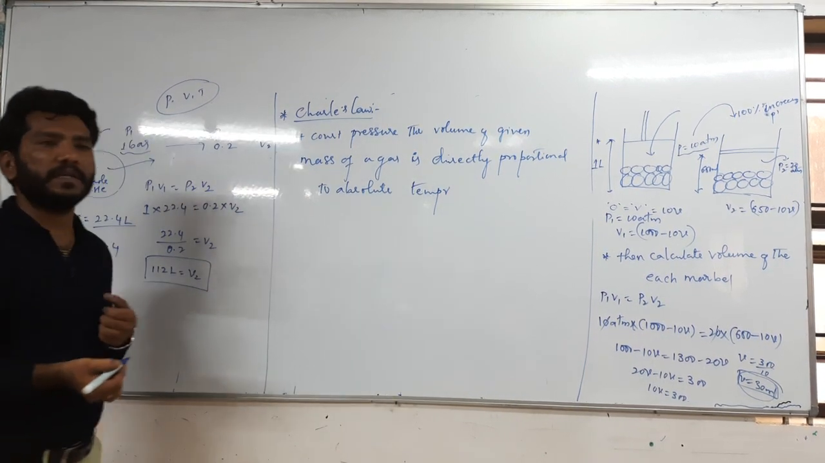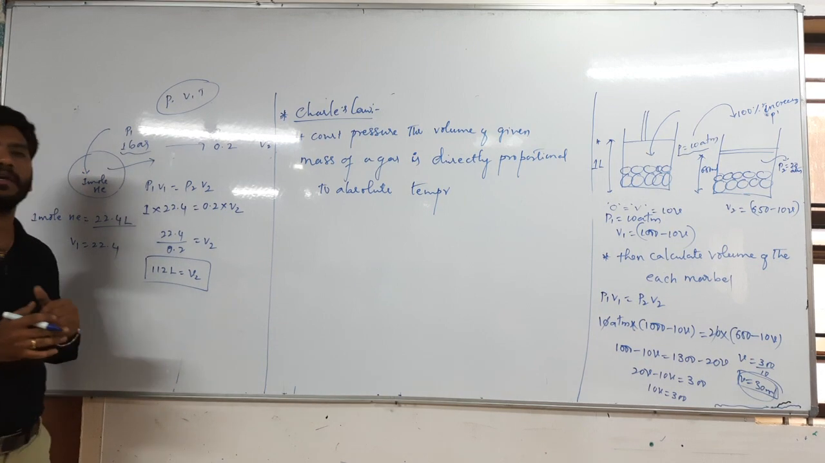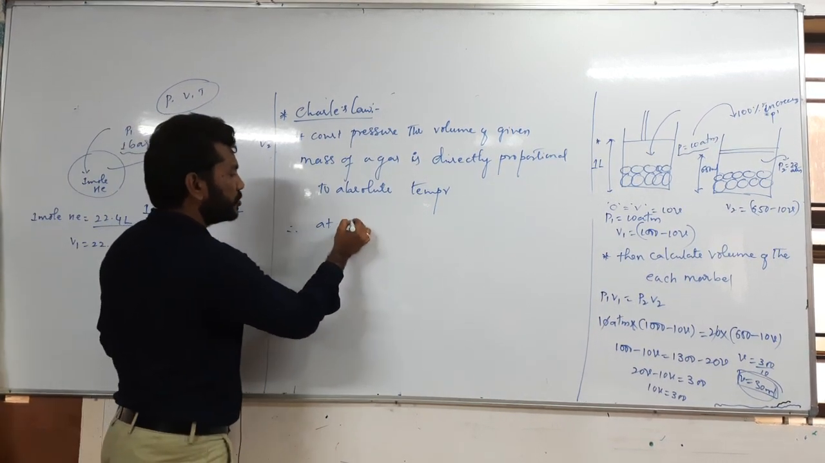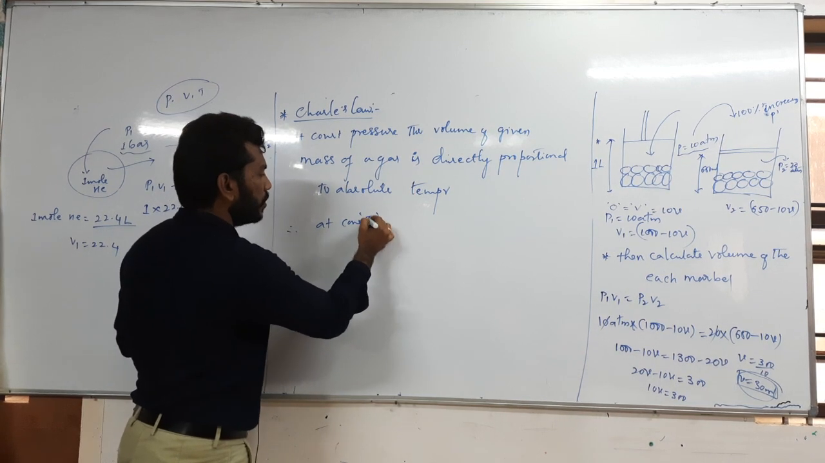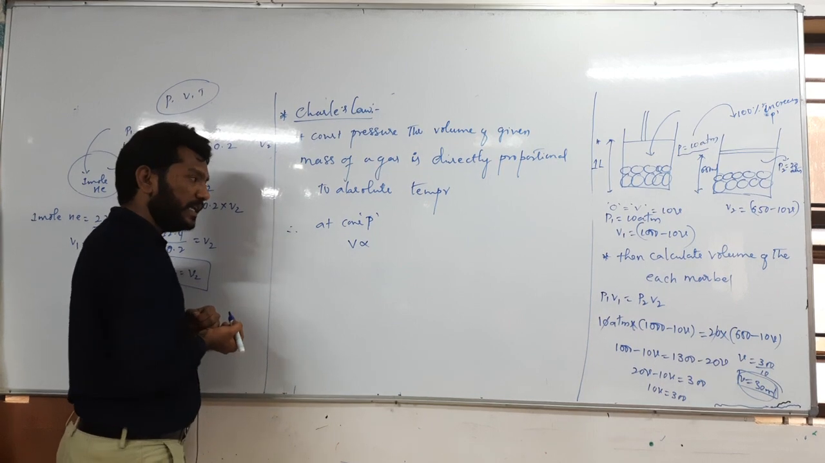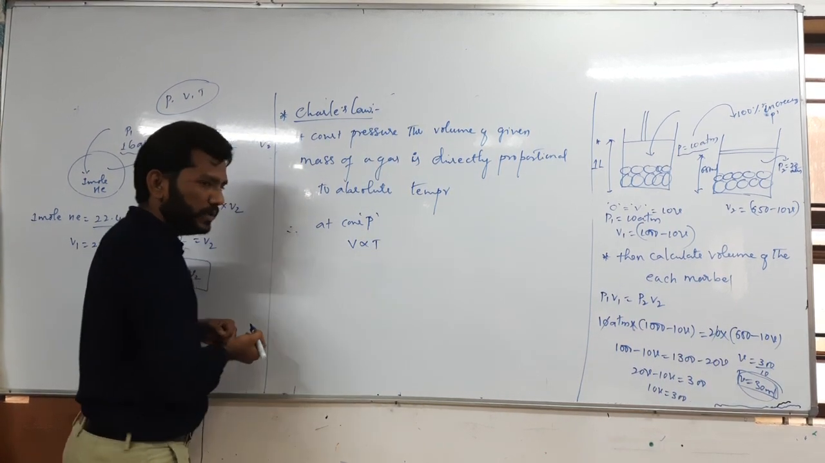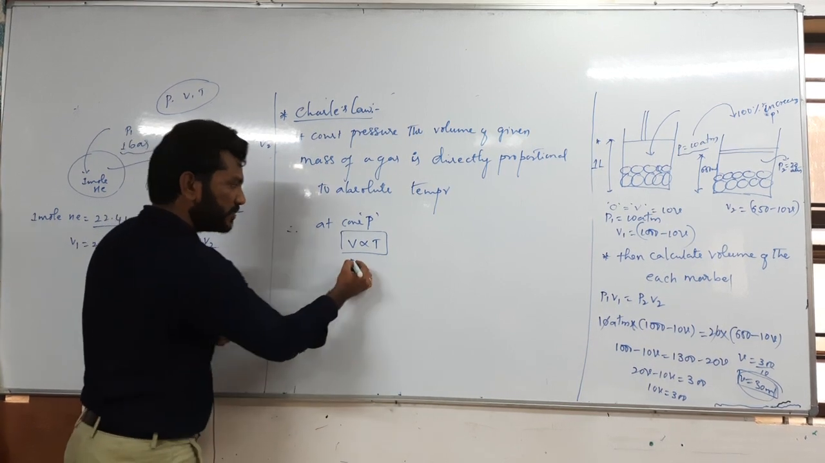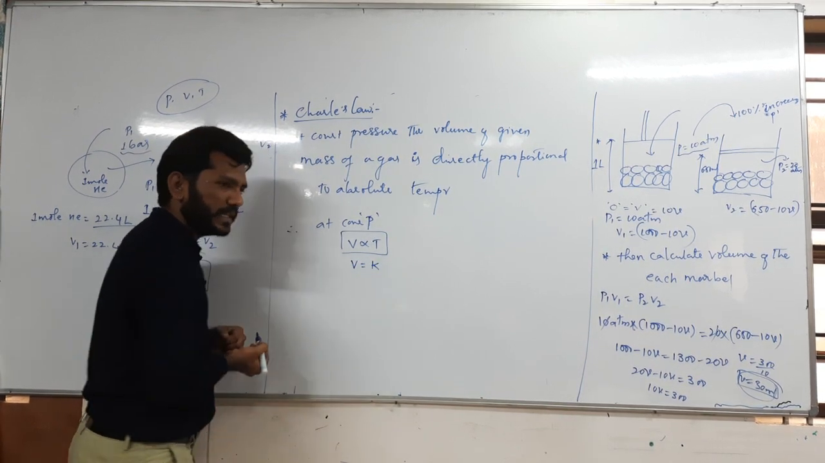So that we can say there's a statement of Charles' law. At constant pressure, the volume of a given mass of a gas is directly proportional to its temperature. So this is one particular equation, where the proportionality symbol has been replaced by one constant term, which we can say is K.